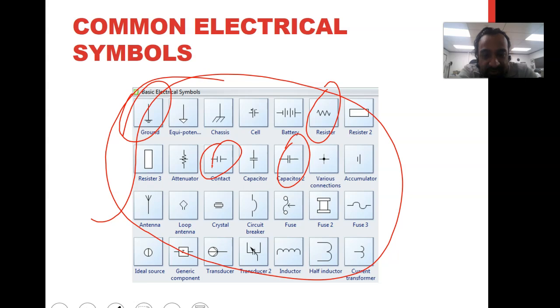Again, a resistor. I've never seen this before. Fuse. It's a little bit common. Also, a circuit breaker looks the same way. So this is mainly for electronics. I think you can find another list in the book for other symbols.